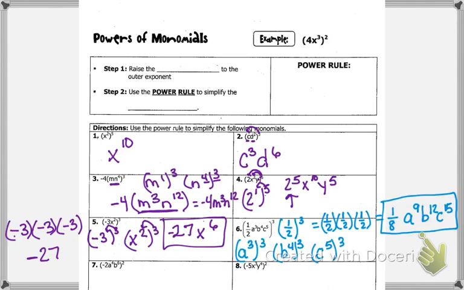All right, so here's your final answer. I broke these down so you could see what each piece happened. So 1/2 raised to the 3rd power, we get 1/2 times 1/2 times 1/2, so that gives us the 1/8. And then a to the 3rd raised to the 3rd power, 3 times 3 is 9, we got a to the 9th. B to the 4th raised to the 3rd power, 4 times 3 is 12, we got b to the 12th. And then c to the 5th power raised to the 3rd, we got c to the 15th. This would be our final answer.